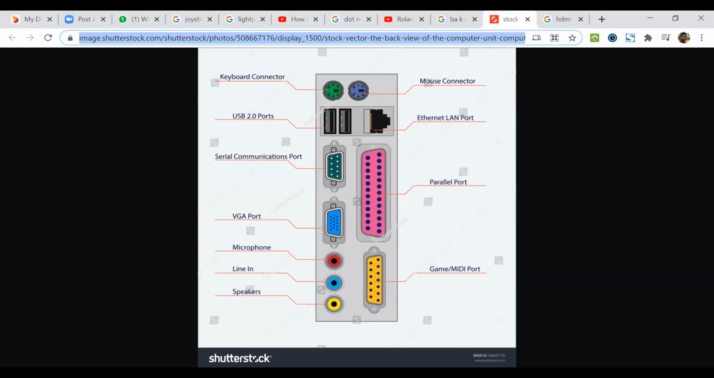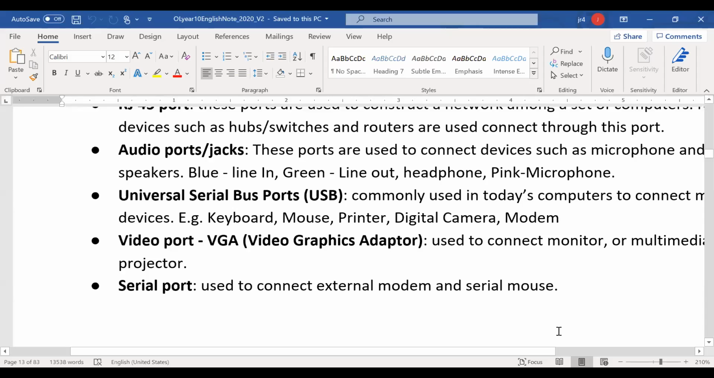Okay. Then audio ports, jacks are there, so that you already know. And then USBs are quite common nowadays. The USB is quite popular because it has a high data transfer speed, we call it. Right? And then the video port, you already know, we use it for monitors, multimedia, or projectors.